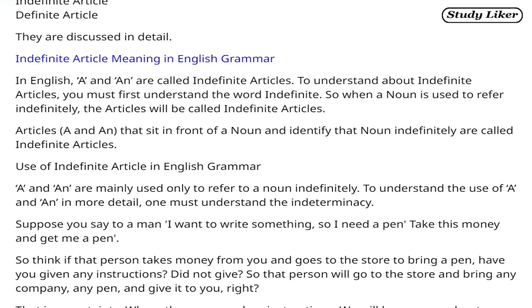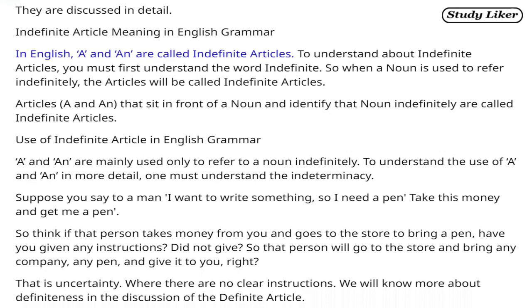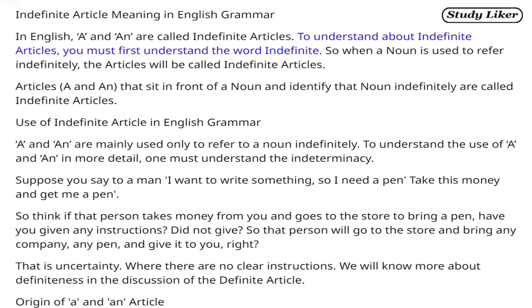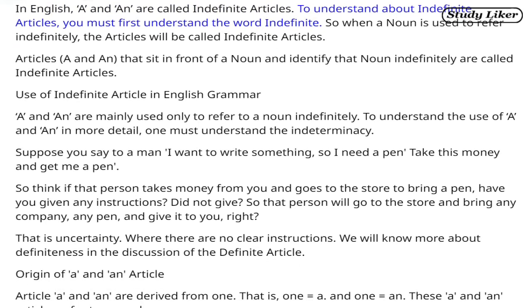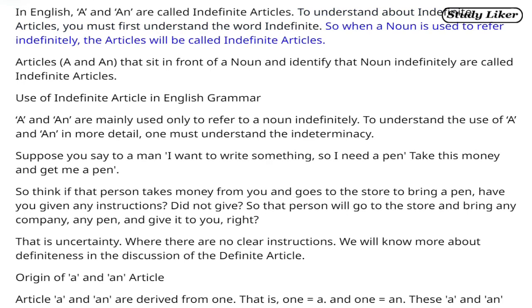Indefinite article meaning in English grammar. In English, a and an are called indefinite articles. To understand indefinite articles, you must first understand the word indefinite. So when a noun is used to refer indefinitely, the articles will be called indefinite articles. Articles a and an, that sit in front of a noun and identify that noun indefinitely, are called indefinite articles.